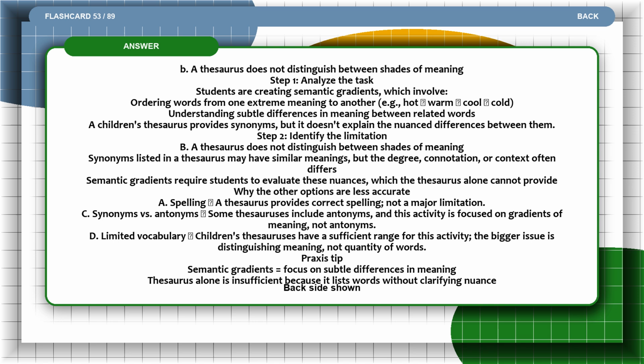accurate. A. Spelling. A thesaurus provides correct spelling, not a major limitation. C. Synonyms versus antonyms. Some thesauruses include antonyms, and this activity is focused on gradients of meaning, not antonyms. D. Limited vocabulary. Children's thesauruses have a sufficient range for this activity. The bigger issue is distinguishing meaning, not quantity of words. Praxis tip: semantic gradients equals focus on subtle differences in meaning. Thesaurus alone is insufficient because it lists words without clarifying nuance.